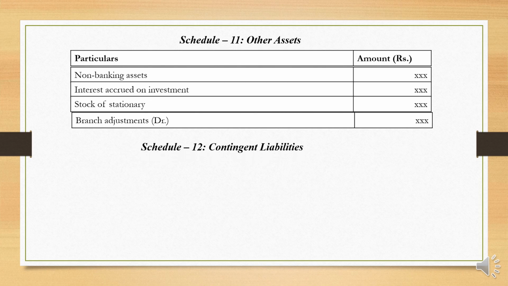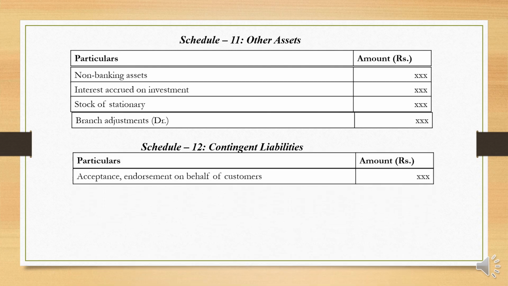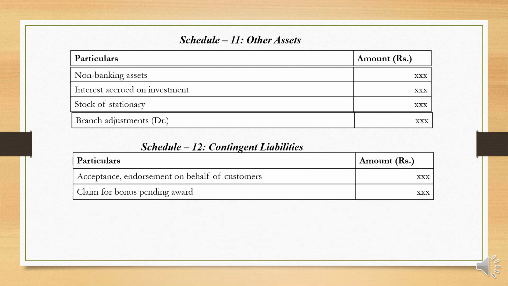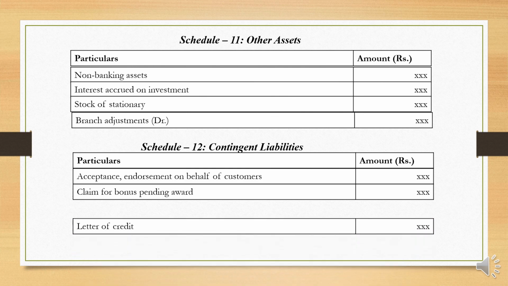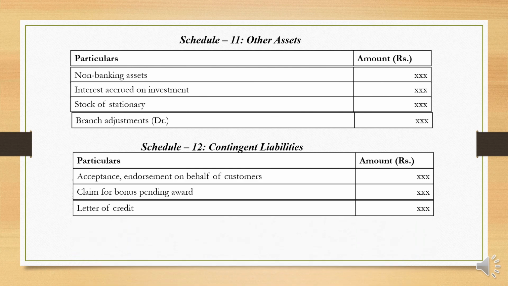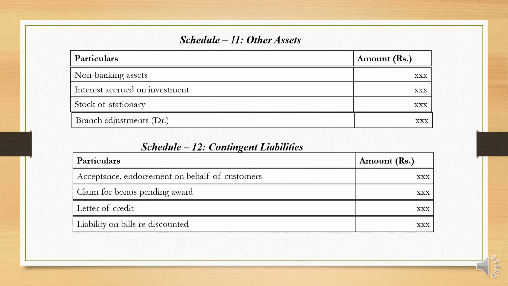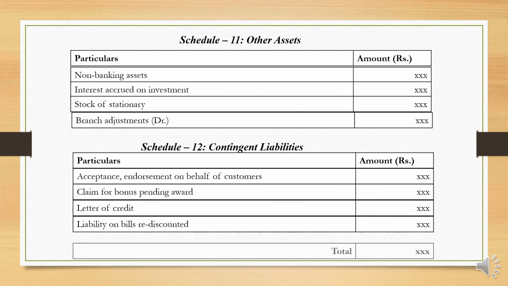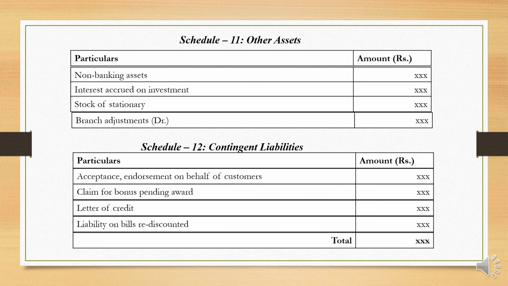Then contingent liability, schedule number 12, which is not going to be added to the total of the assets or liabilities. So here we have these items: acceptance, endorsement on behalf of customers. So next one is a claim for bonus pending awards or letter of credit. So these are the possible items that come in the contingent liability. So now we'll move on to one more item, that is liability on bills rediscounted. So with this we'll get the total of the contingent liability.